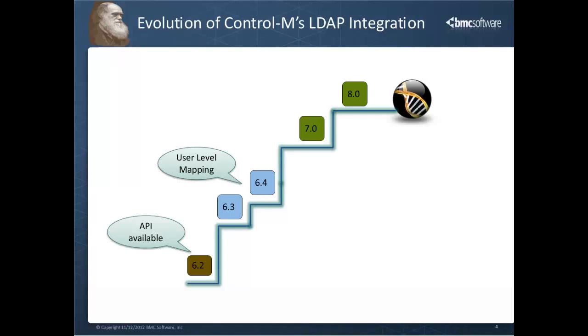account in LDAP. Then again, a major leap forward in version 7 and version 8, where we started providing group-level mapping, where you would no longer need to create users or passwords in Control-M. You would simply map a group inside Control-M to a group in LDAP, and your users will be able to authenticate and access using their NT or Windows user ID and password that they use to log into their PC and perhaps other applications.